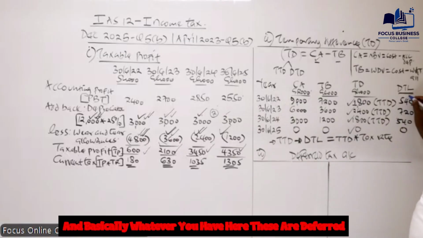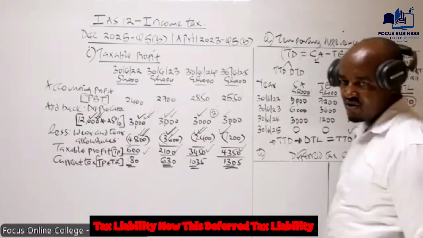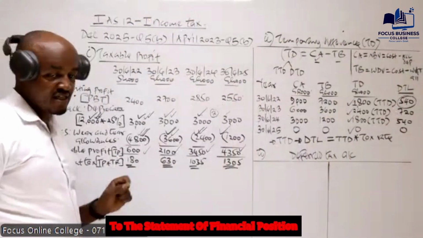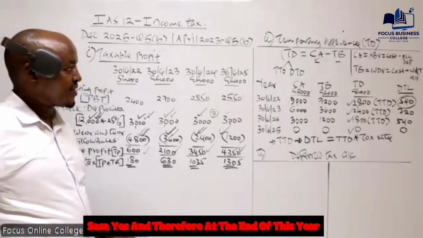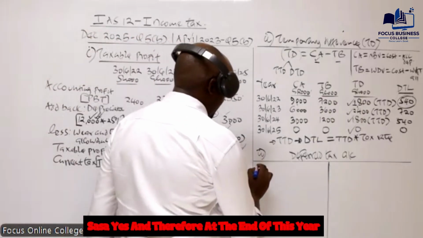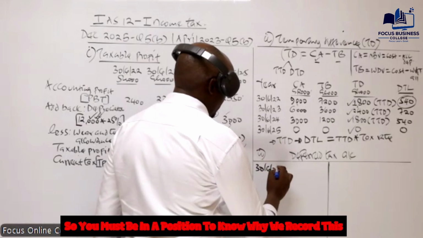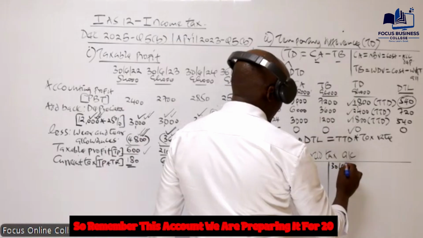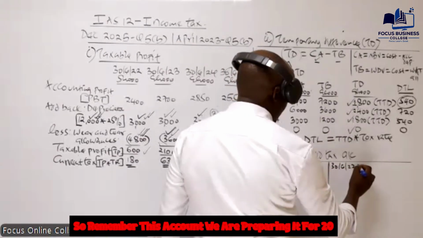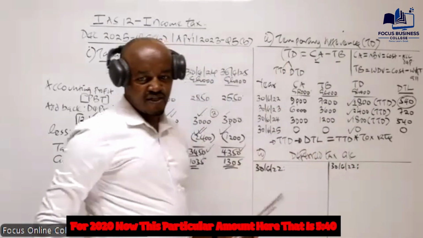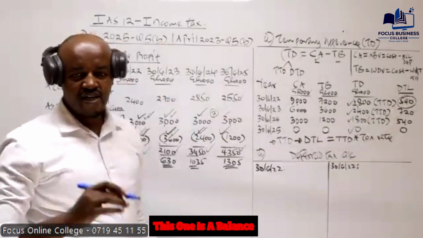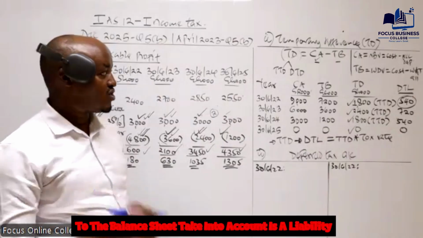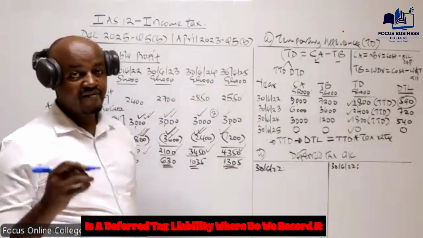Whatever you have here is the deferred tax liability. This deferred tax liability is what we take to the balance sheet, the statement of financial position. So you must be in a position to know where we record this amount of 540. Remember, we are preparing this account for 2020. This amount of 540 is a balance carried down, because this is what we take directly to the balance sheet. Take into account it is a deferred tax liability.